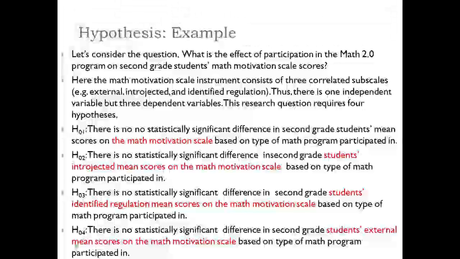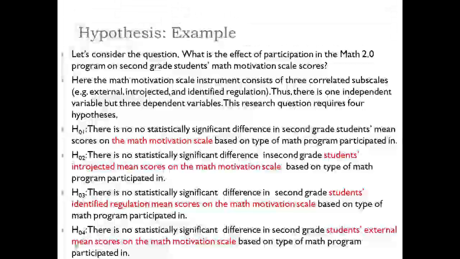Then this researcher needs to write a hypothesis for each of the dependent variables individually. So the researcher is going to say there is no difference. And if you can note here, what's the error? What's missing here? What word? Statistically significant. Remember, we're not just looking for a difference, we're looking for a statistically significant difference. So there will be no statistically significant difference in second grade students' introjected mean score on the math motivation scale based on the type of program participated in. So that's the first dependent variable.